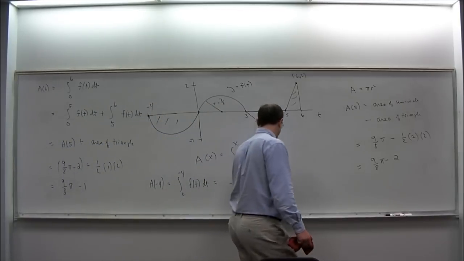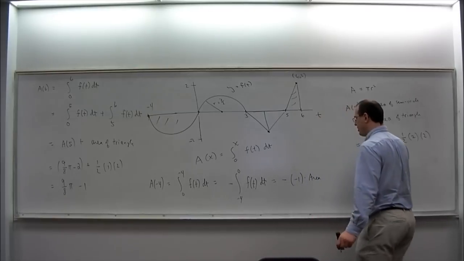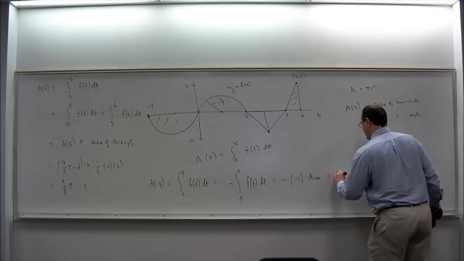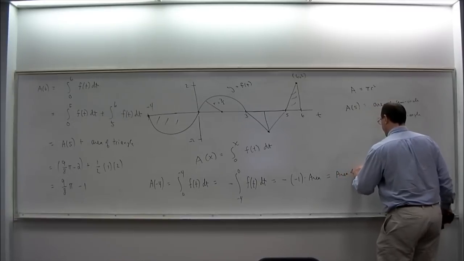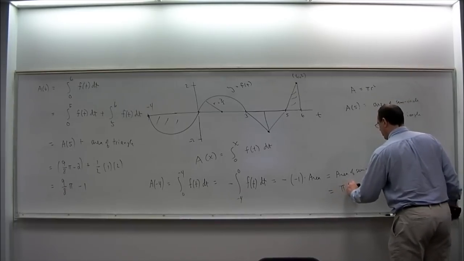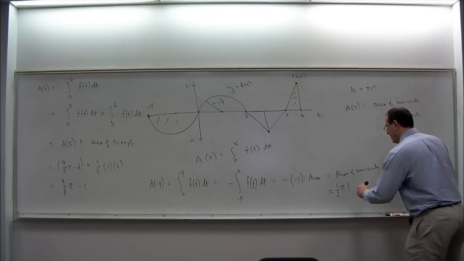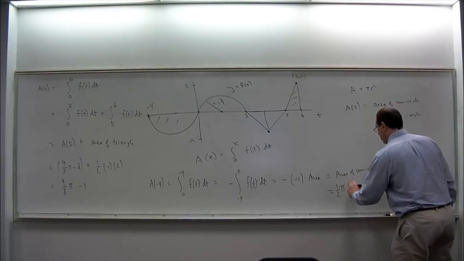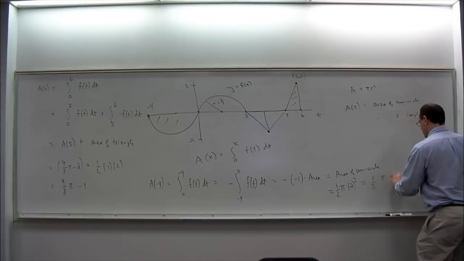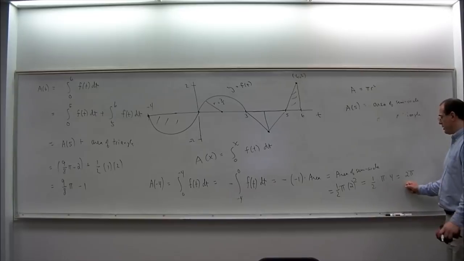The integral from -4 to 0 would be -1 times that area. So we already have a -1 there, and then we have -1 times the area of the semicircle. And so the final answer is just the area of the semicircle. This semicircle has radius of 2. So the area of a semicircle is 1/2 times pi times the radius squared. The radius is 2. And so we get 1/2 times pi times 4. So that's 2 pi. So A of -4 is 2 pi.